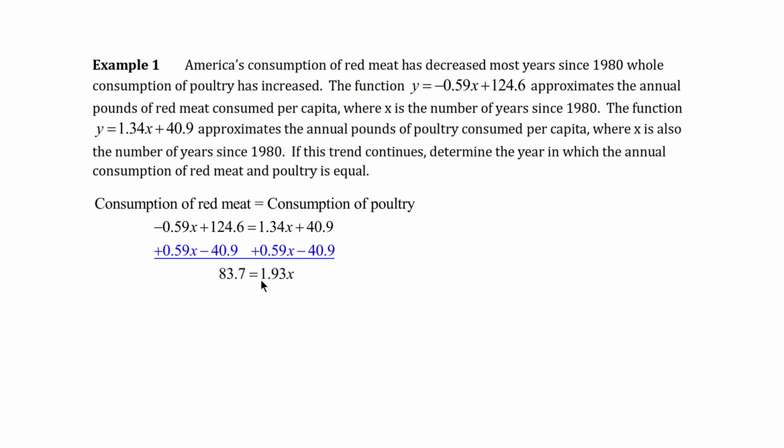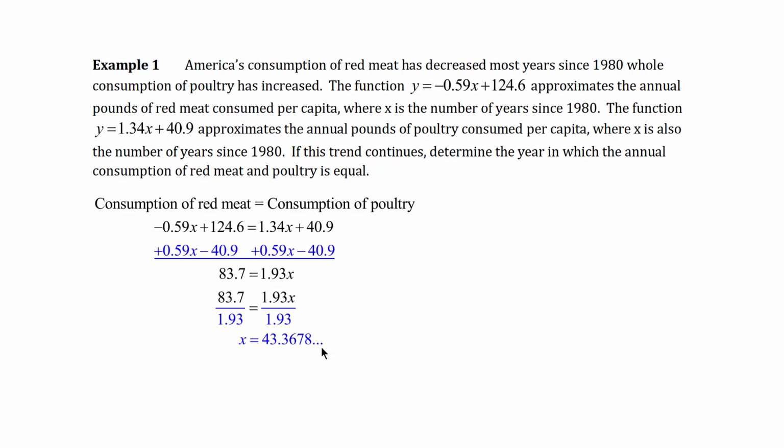From here, we get rid of the 1.93 by dividing it out on both sides. We get 83.7 divided by 1.93 equals 1.93x divided by 1.93. Simplifying the left-hand side, 83.7 divided by 1.93 gives us the decimal value 43.3678, and this decimal value keeps on going. On the right-hand side, 1.93x divided by 1.93 simplifies to just x. The result is x equals 43.3678, and this decimal value keeps on going.